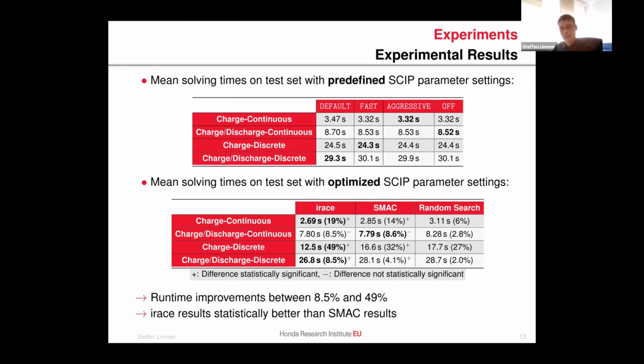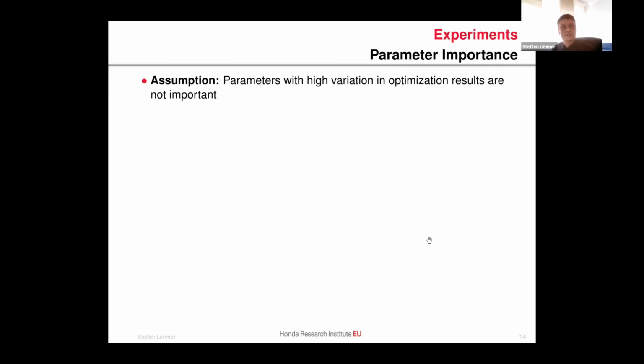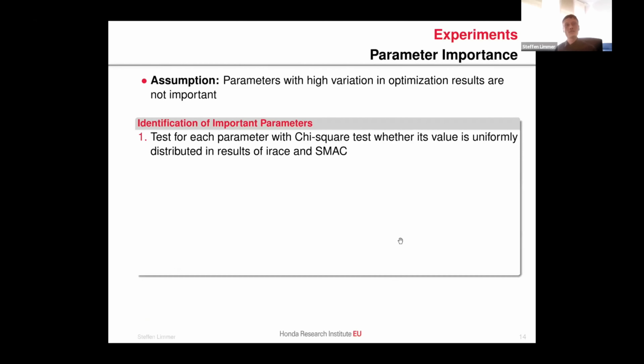Now, the question is, can we gain some useful information from the optimization results? That's what we investigated in further experiments. More precisely, we investigated which of the solver parameters are the most important ones. And we did this based on the optimization results on the following assumption. Parameters for which their corresponding values in the optimization results have a high variance are probably not important. So their settings should have no big influence on the performance. And so we identify the most important parameters in the following way.